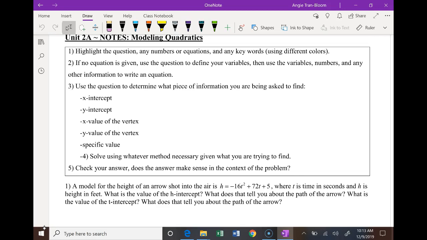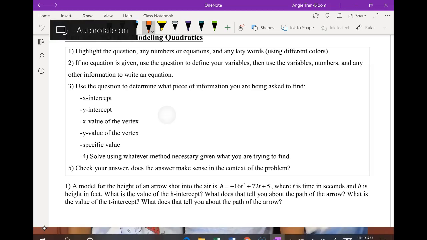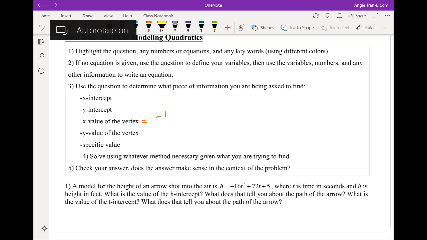How do we find the x-intercept? Make y go to 0. How do we find the y-intercept? Make x equal to 0. How do we find the vertex? Yeah, the x coordinate would be negative b. Let's fill this in. Negative b divided by 2a. Yep. So the x coordinate of the vertex, y'all, is negative b divided by 2 times a.